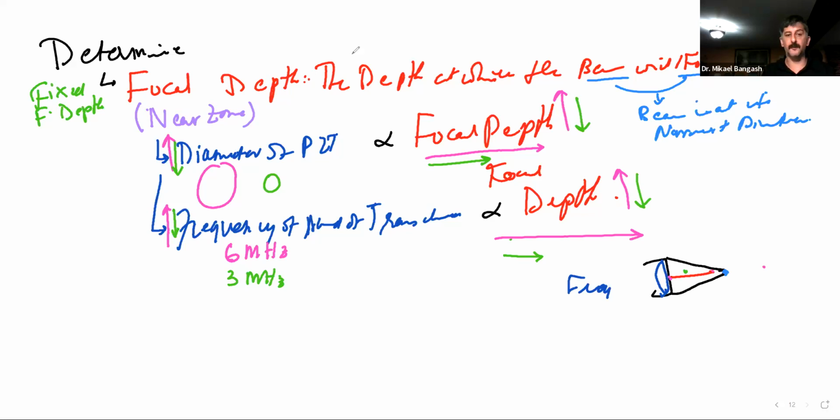And in the whole course of the beam, what actually determines the focal depth is the near zone. So as we said earlier, a greater focal depth actually means that we have a greater near zone, whereas a smaller focal depth, or a shallower focal depth, actually means that we have a shallower near zone, or smaller near zone.